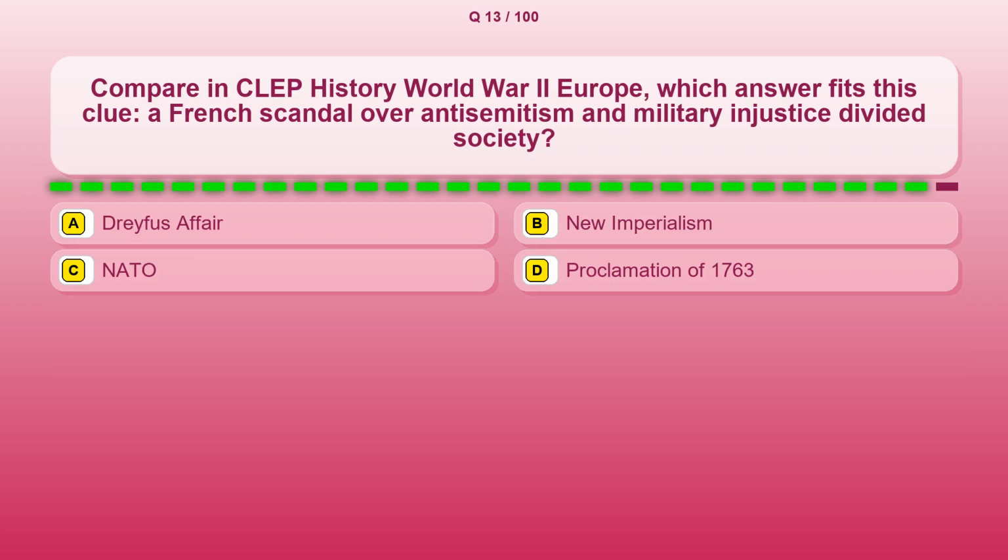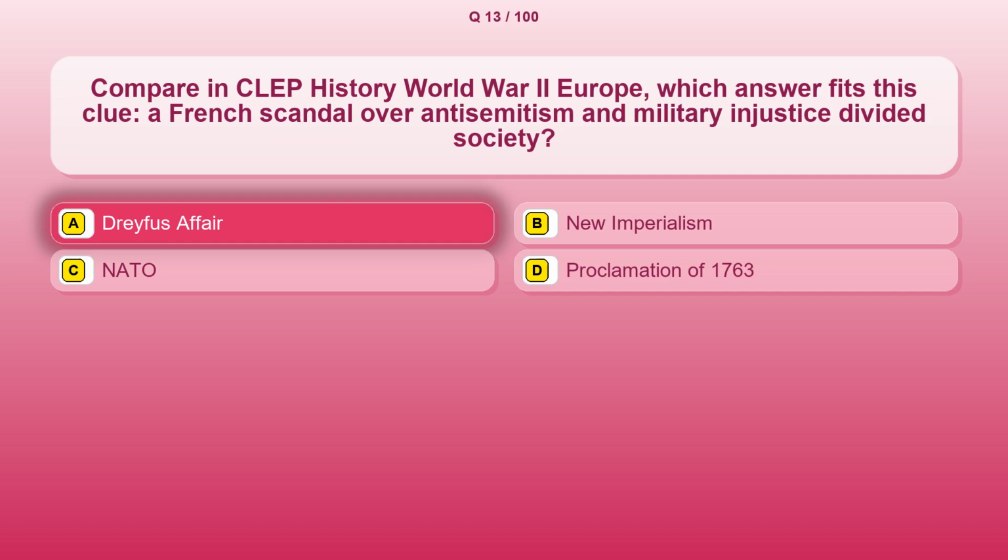Question 13. Compare in CLEP history World War II Europe, which answer fits this clue. A French scandal over anti-Semitism and military injustice divided society. Option A, Dreyfus Affair. Option B, New Imperialism. Option C, NATO. Option D, Proclamation of 1763.